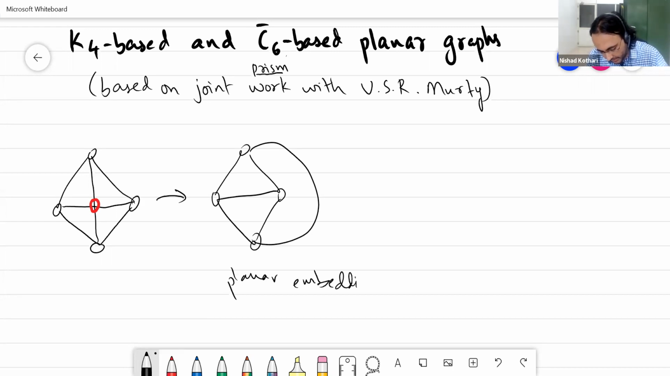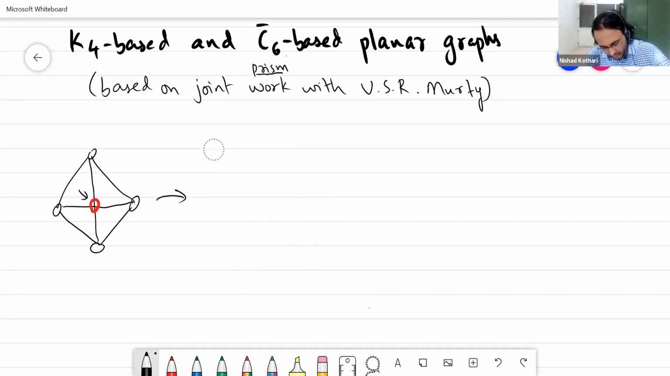It's an embedding in the plane where no two edges meet except at their endpoints, which are vertices. Because vertices are points, the edges will meet at vertices, but they should not meet anywhere else, like here. And a graph that admits a planar embedding is a planar graph. So I won't write down the definition. Hopefully it's clear.